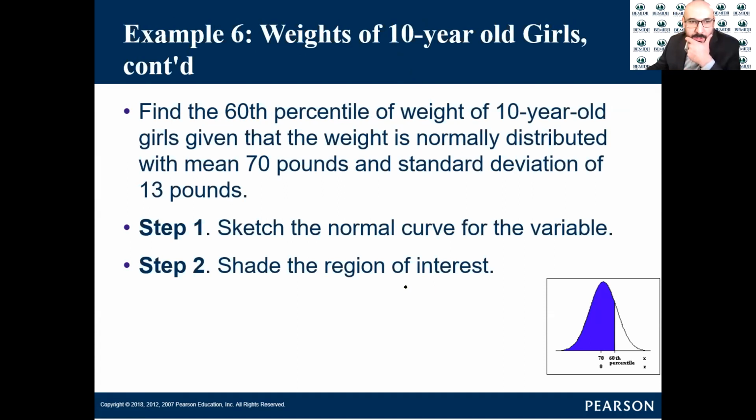So if you are given the 60th percentile, we need to find the 60th percentile for the weight of 10-year-old girls, given that the weight is normally distributed with a mean of 70 and standard deviation of 13. The first thing you want to do is sketch the normal curve. This is the mean, the 50%, which is the 70 here, and the 60th percentile is somewhere around here. So what we're trying to find is how many of the girls fit under the 60th percentile.